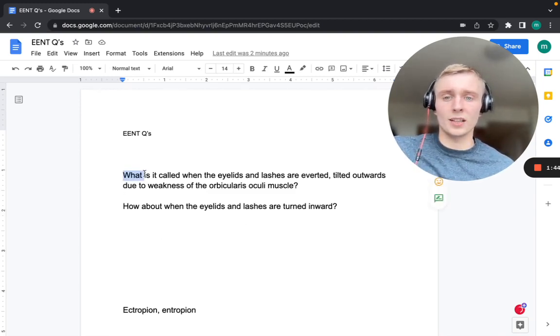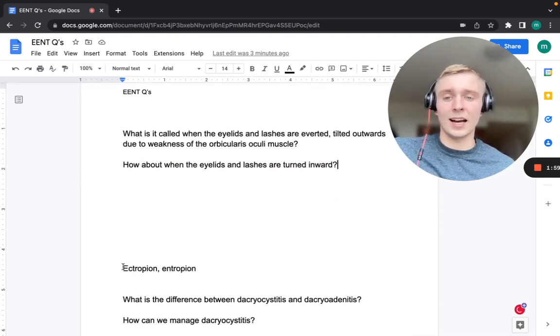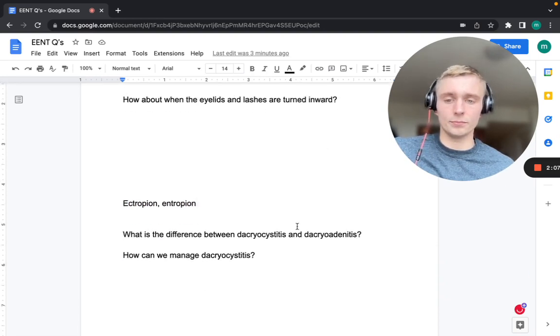First question is, what is it called when the eyelids and eyelashes are everted, tilted outward, due to a weakness of the orbicularis oculi muscle? So what is that called? How about when the eyelids and lashes are turned inward, inverted? So this one's actually on the screen, but this is Ectropion and Entropion. So Ectropion is tilted outwards, Entropion are tilted inwards.